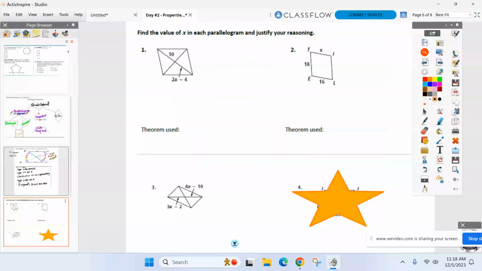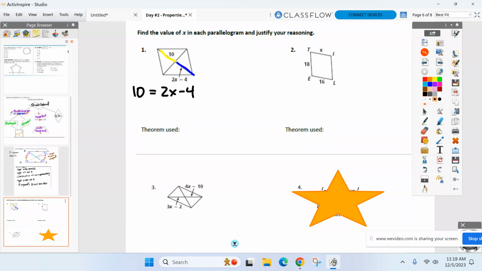So first one here is a parallelogram. Just so we're clear, this part of the diagonal is 10, and the other part here is 2x minus 4. With the properties we just wrote down, what am I going to do with the 10 and the 2x minus 4? Set them equal to each other. Yep. 10 equals 2x minus 4. And you'll notice the algebra I'm giving you is not tough because the most important thing I want you to get out today is the theorem we're going to write down.